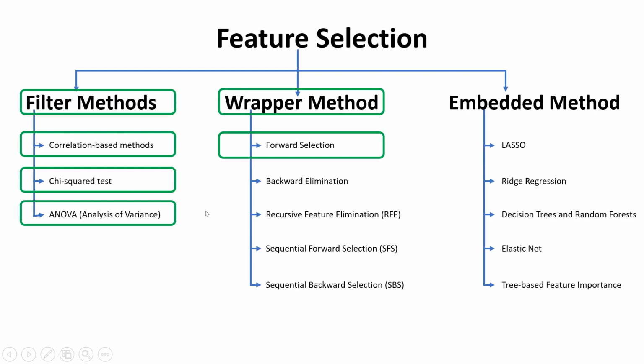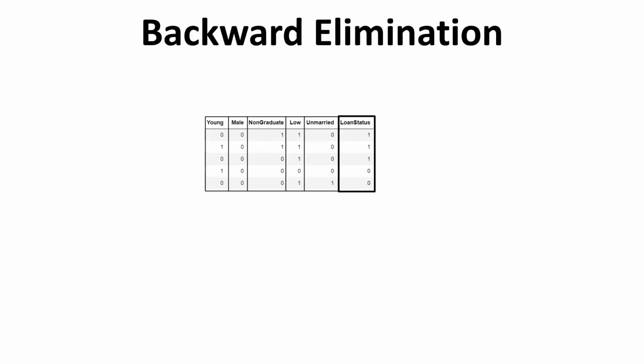Now that we are done with the forward selection technique, next comes backward elimination. So what exactly happens in backward elimination? To understand this, let's first recap forward selection.